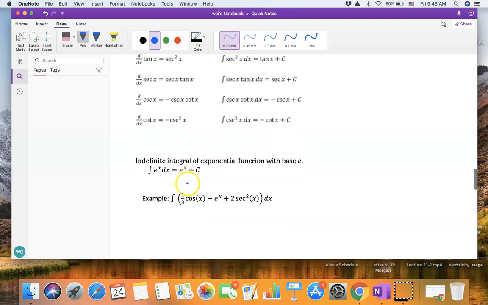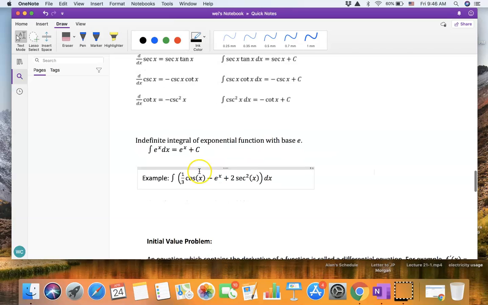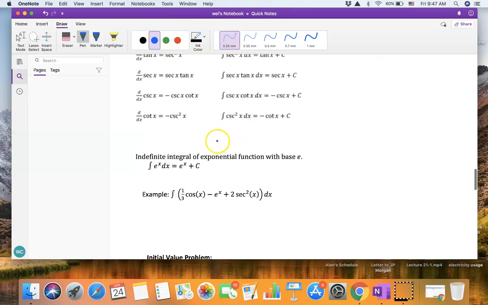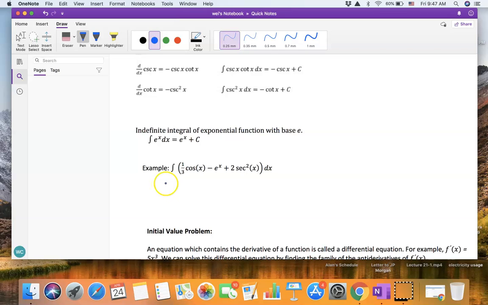Okay. And for the exponential function with base e, the antiderivative is the same as the function. Because the derivative of the function e to the x is e to the x, that's why the antiderivative is the function itself. All right. So now let's use these formulas to solve this problem.